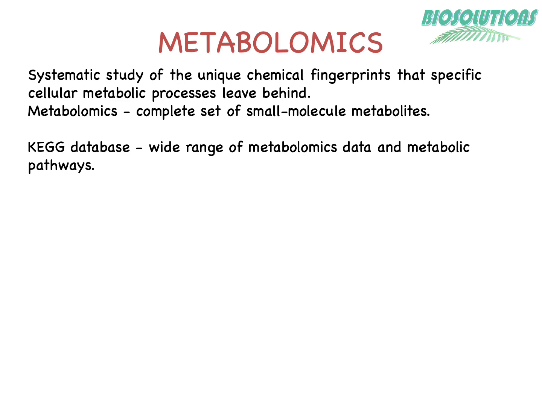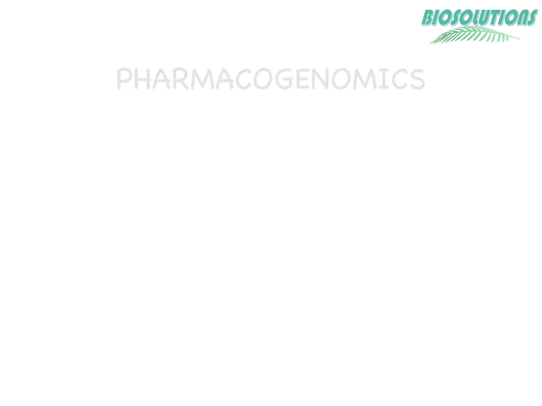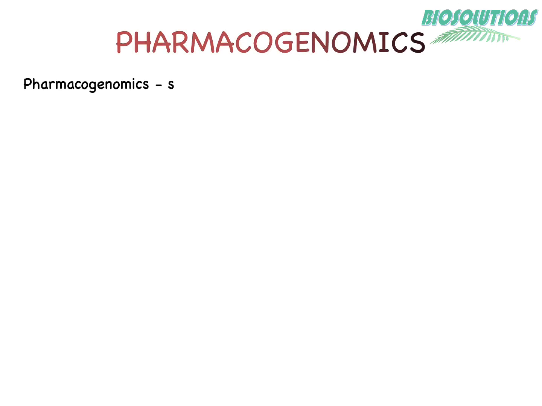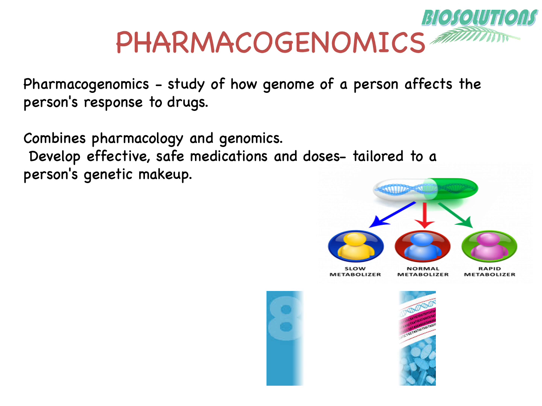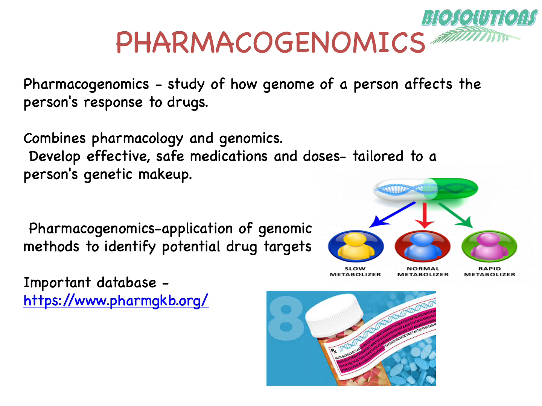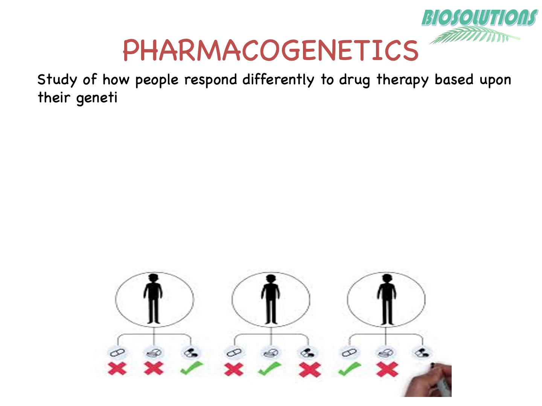Kyoto Encyclopedia of Genes and Genomes, also known as KEGG pathway, is an extensive database for data on metabolomics. Another very interesting field in bioinformatics is pharmacogenomics, where we study the impact of a person's genome on drug metabolism. These studies can help in designing personal medicines based on an individual's genetic makeup. Another related field is pharmacogenetics, dealing with the biological response to a drug based on a person's genetic makeup.